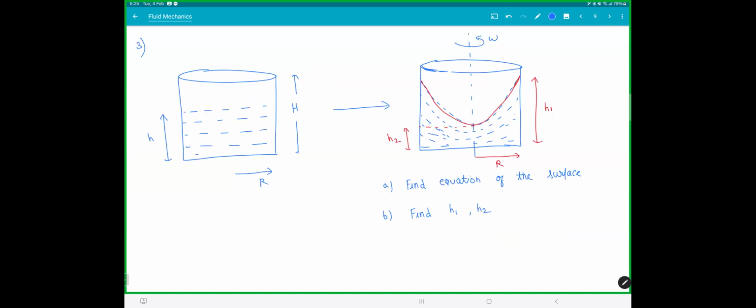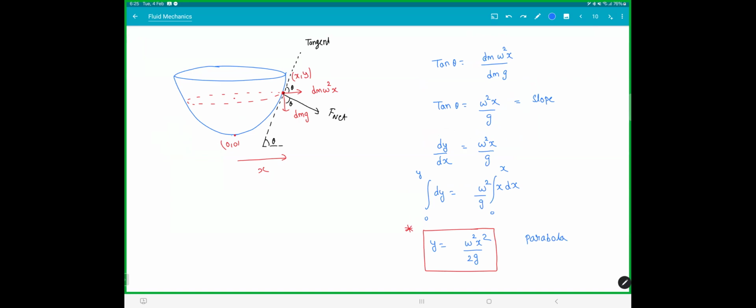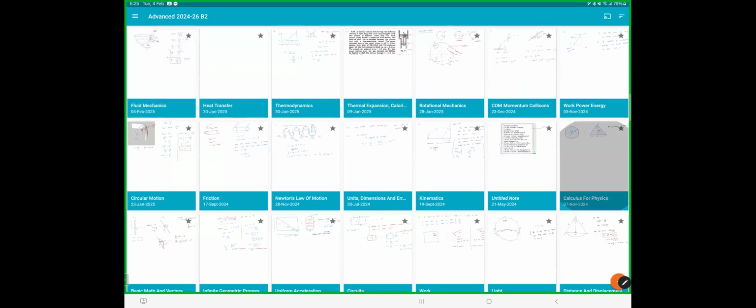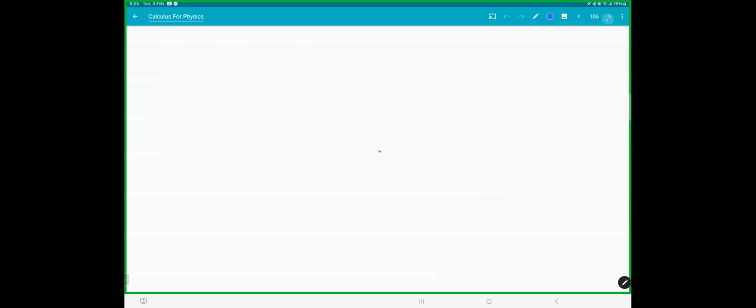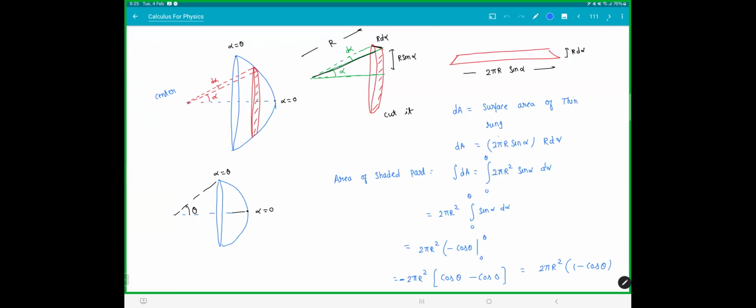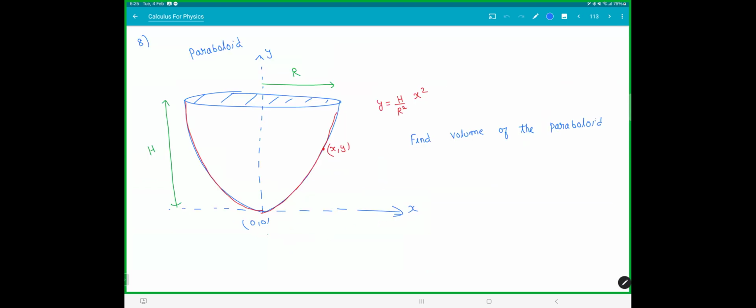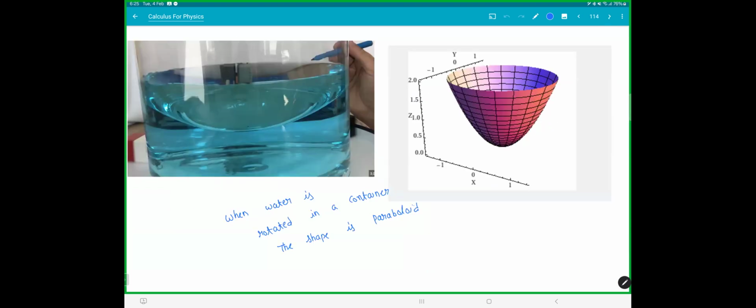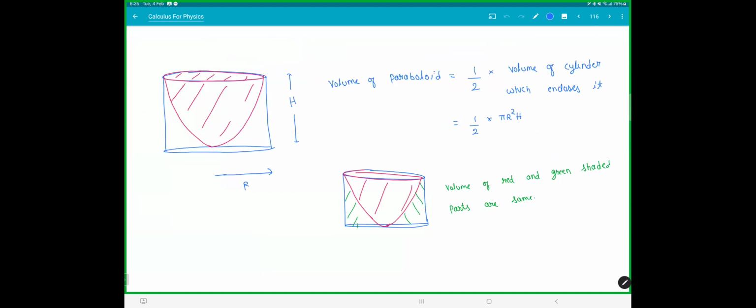Now the second part of the question, initial height of the liquid was small h. Now if you spin this liquid, find h1 and h2. And this is not the first time you're seeing this. Anyone remember where you've seen this? Calculus, volume of a paraboloid. And then we proved something here. This is the result. The volume of a paraboloid is half of the volume of the cylinder which it encloses. This is the result you will need. Without this result, you can't solve. Have a look at the result.